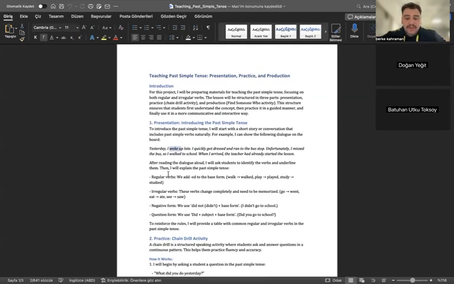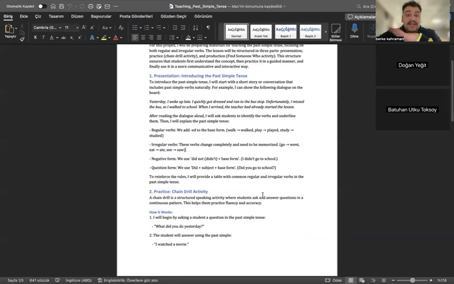Regular verbs: we need to explain to students what regular verbs are and what irregular verbs are. We add -ed to the base form: walk, walked; play, played; study, studied. These are the regular verbs. But the irregular verbs change completely and need to be memorized, like go, went; eat, ate; see, saw. Here we have some examples. As I said, the regular and irregular verbs are one of the most important parts, because they can sometimes be complex and difficult for the students.